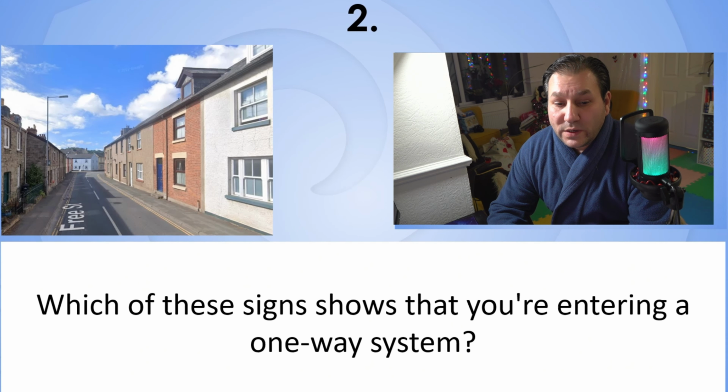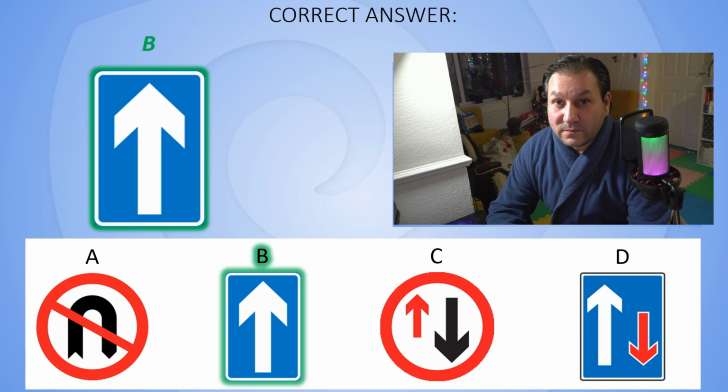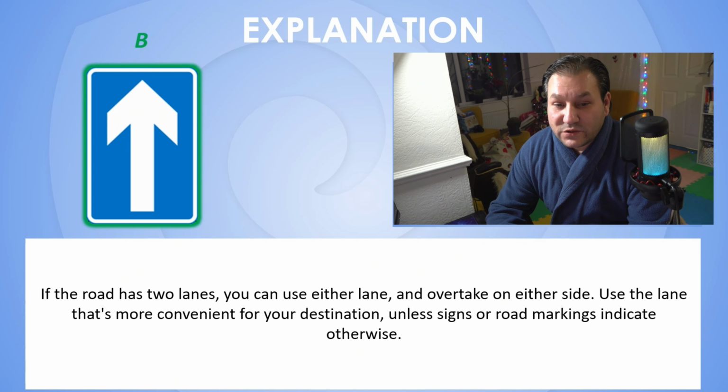2. Which of these signs shows that you are entering a one-way system? A, B, C, or D? The correct answer is B. Explanation. If the road has two lanes, you can use either lane and overtake on either side. Use the lane that's more convenient for your destination, unless signs or road markings indicate otherwise.